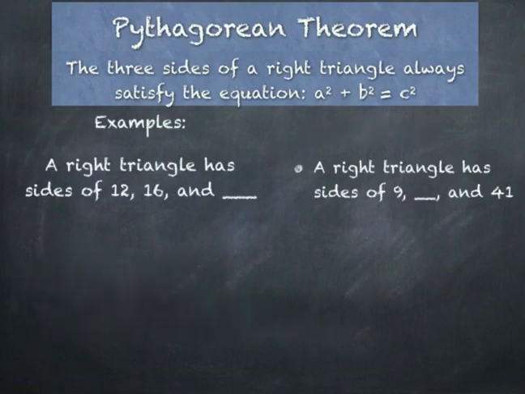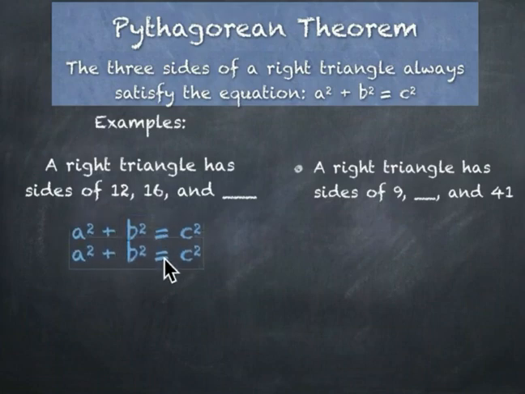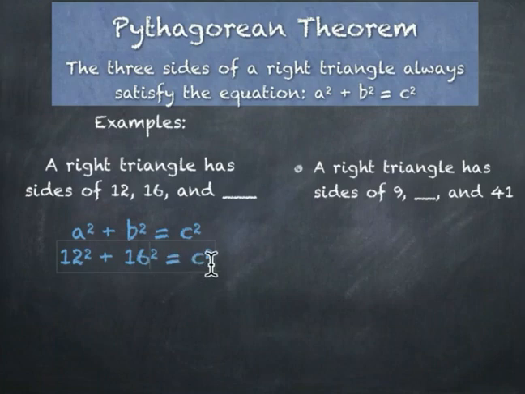Let's see that. Here's an example that says a right triangle has sides of 12, 16, and something. And I put these in order, smallest, medium, and large. So if we want to solve for the missing piece, let's pull out the Pythagorean theorem. And we'll fill in the things we know. We know we've got a side of 12 squared and a side of 16 squared. And we need to figure out what that longest side is.